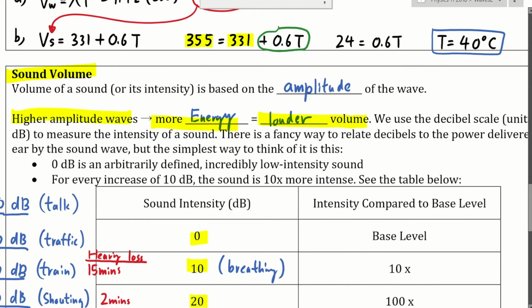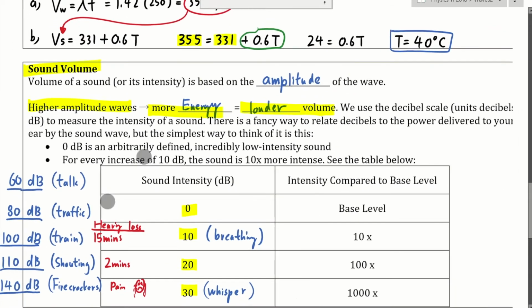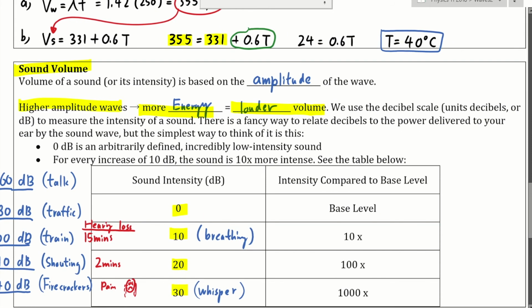Okay, so we use a scale called the decibel scale, and the unit is the decibel, dB, to measure the intensity of sound. It's actually just a very fancy way to relate the decibel to the power delivered to your ears by the sound wave. So technically, decibel is an obscure version of power. You can think of it like that, but it's not exactly the same.